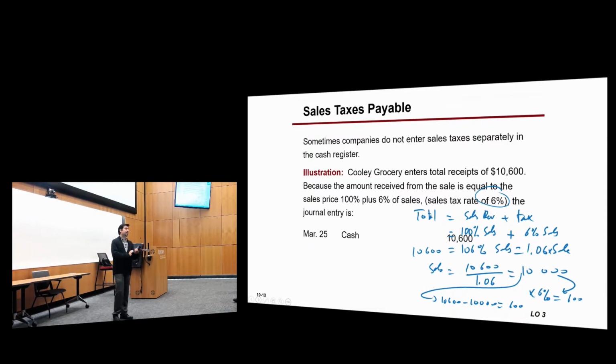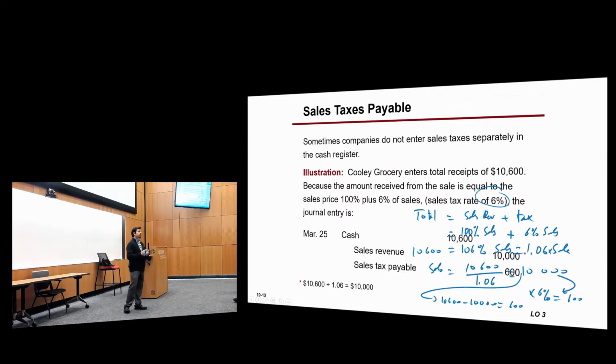The journal entry, in this case, will be cash debited 10,600. And then we have sales revenue 10,000 and sales tax payable 600. So this is basically the same thing. However, you have to calculate the two amounts. In the previous slide, they gave us the two components and we had to calculate the total for cash. In this one, they gave us the total and the tax rate, and we had to calculate the two components. Any questions about this?